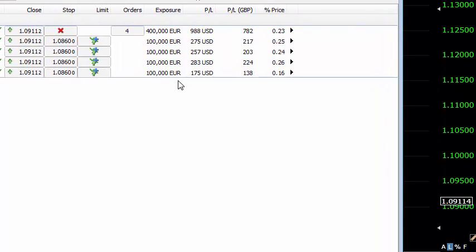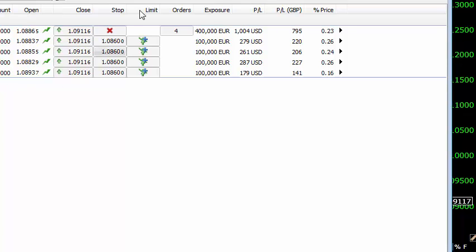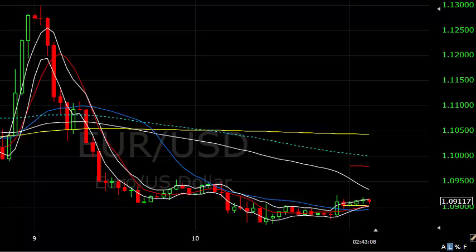Here's the entries. What? No, you can't see them, can you? Here's the entries from last night. So, got in, then added as it went up a little bit. So I am already in a position this morning, like often happens. But anyway, we'll see if we've got anything fresh as well.